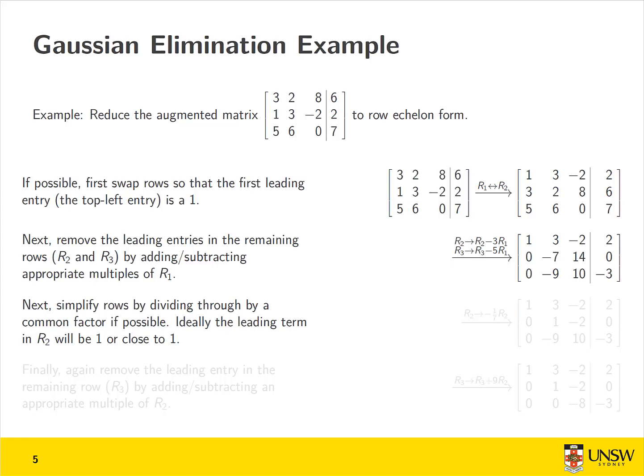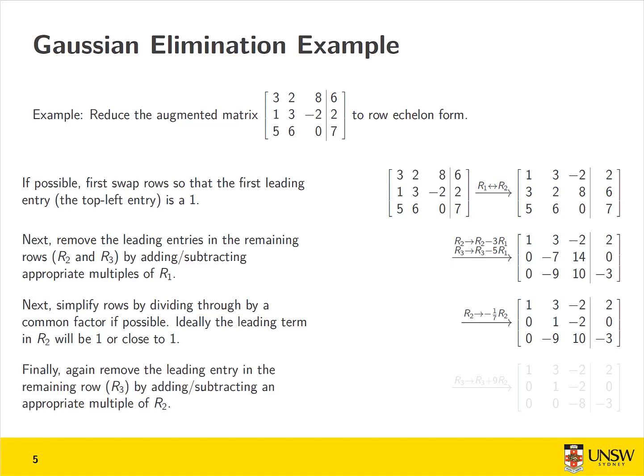Our next goal is to make the second leading entry in the matrix a 1, or close to 1 if possible. In this case, we can see that row 2 has a common factor of 7, so we can perform the row operation that multiplies row 2 by the scalar -1/7. Next, we need to ensure that the leading entry in row 3 is not in the second column. So, much like in step 2, we can add 9 lots of row 2 to row 3 to eliminate this -9. The resultant matrix has leading terms here, here, and here. So it is now in row echelon form.